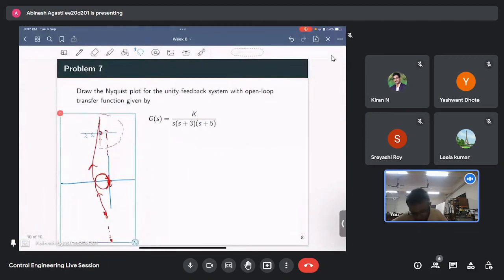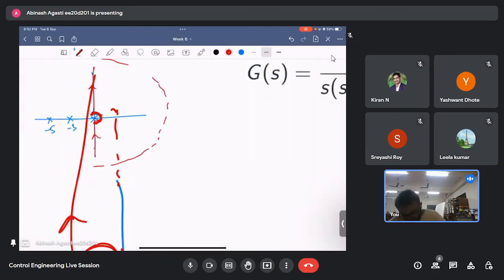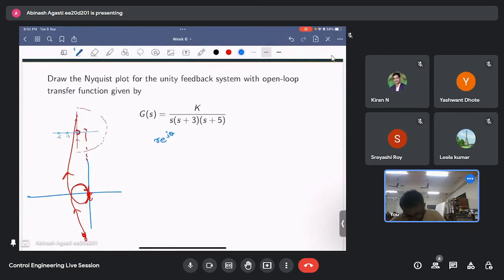Now that small loop can be given by r e to the power j theta, where r tends to 0 and theta goes from minus 90 degree to 90 degree. Is this clear to everyone? What I am saying is, we map this big contour that encircles the entire right half plane via this function to this thing. So we are done with this part, and with this part, but this part is remaining.